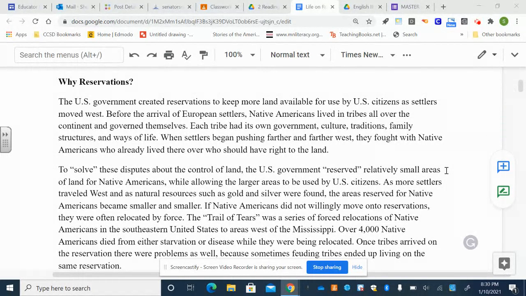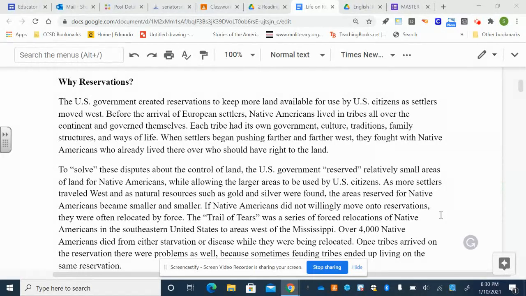To solve these disputes about the control of land, the U.S. government reserved relatively small areas of land for Native Americans while allowing the larger areas to be used by U.S. citizens. As more settlers traveled west and as natural resources such as gold and silver were found, the areas reserved for Native Americans became smaller and smaller. If Native Americans did not willingly move onto reservations, they were often relocated by force.